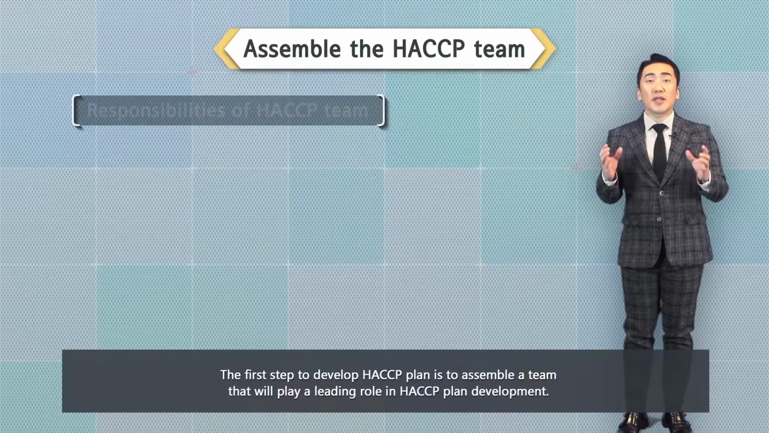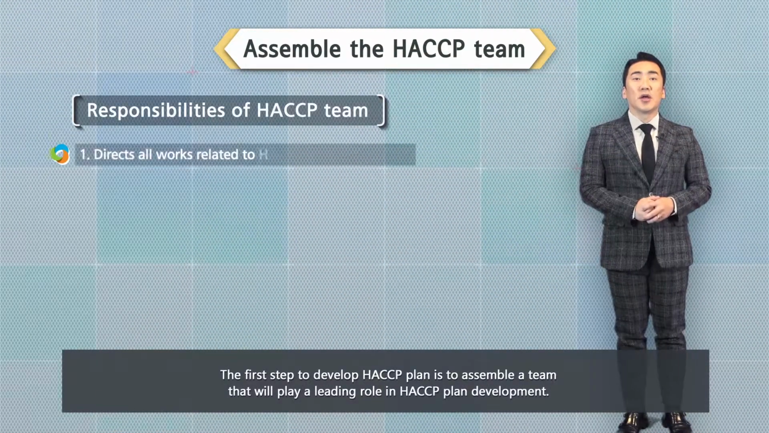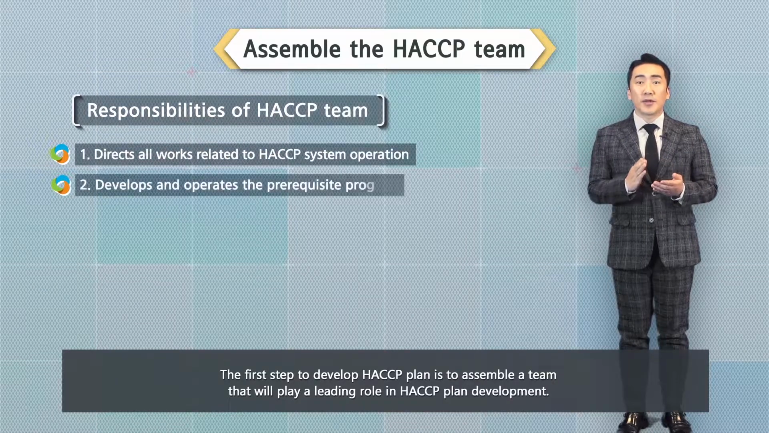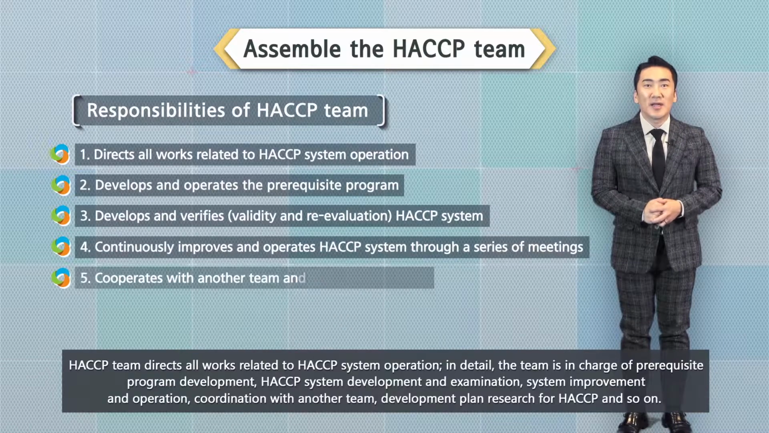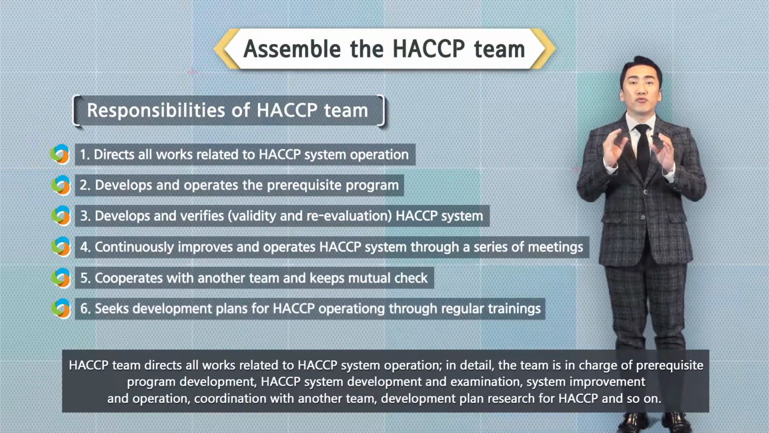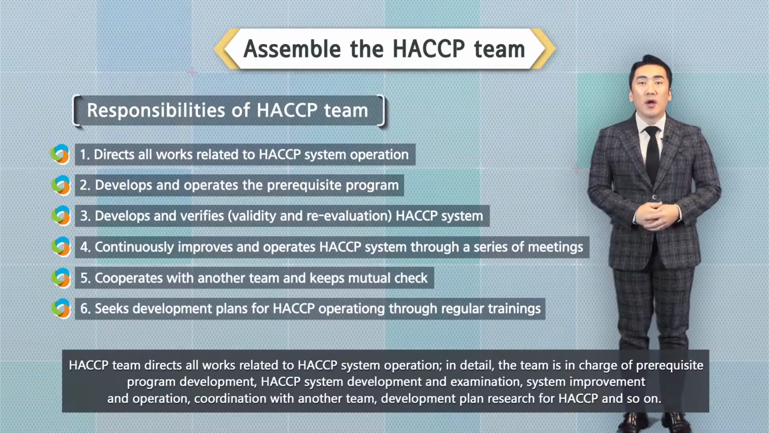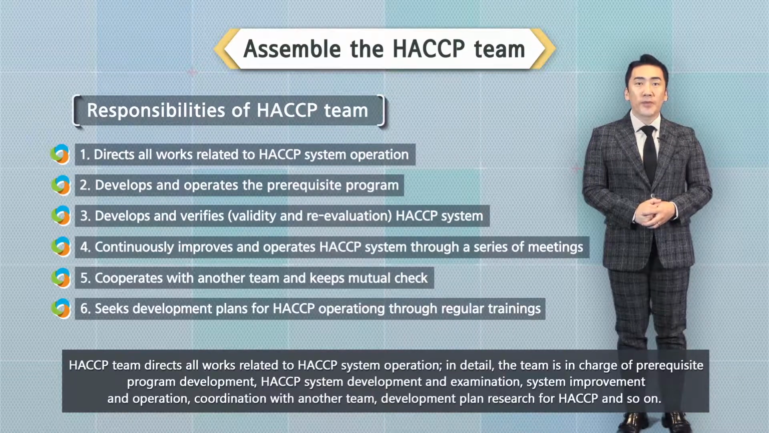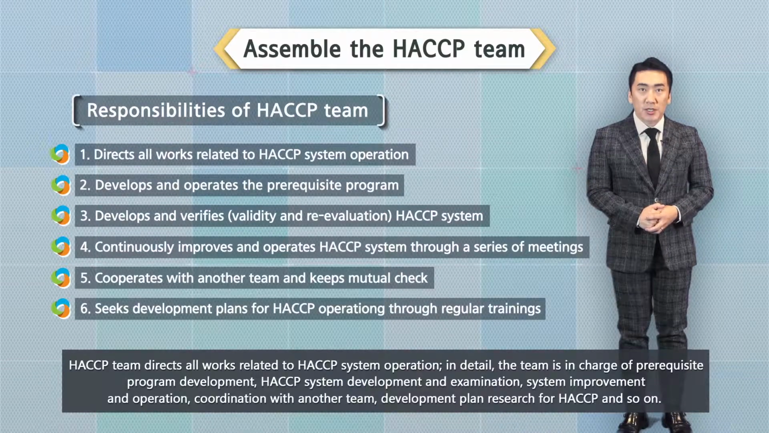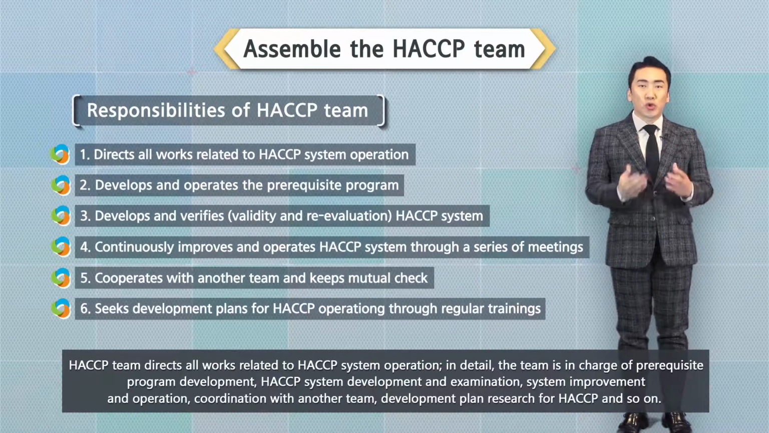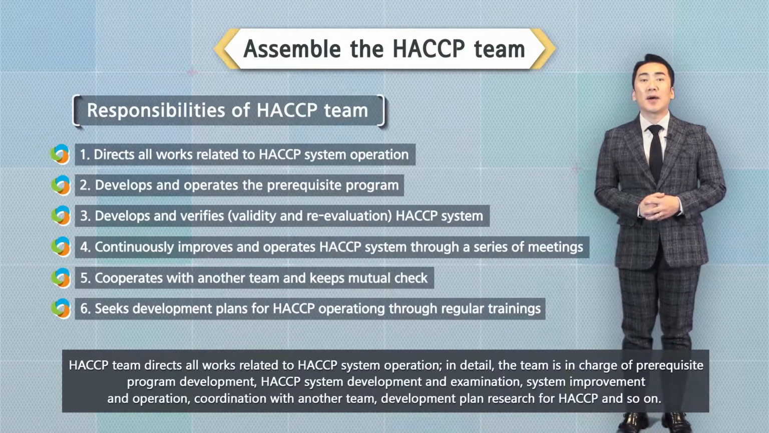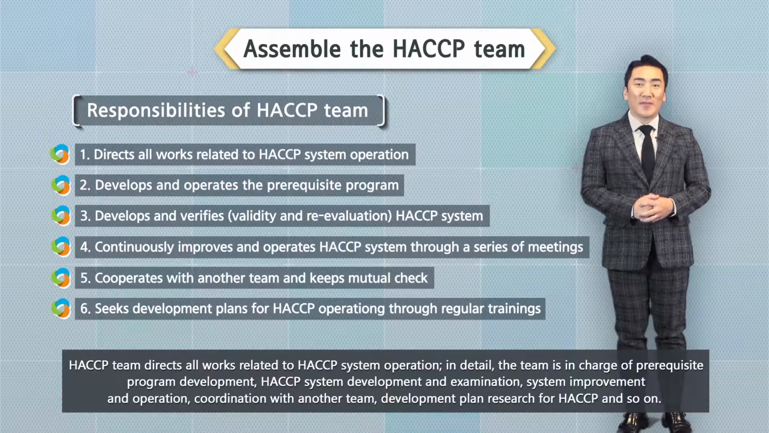The first step to develop a HACCP plan is to assemble a team that will play a leading role in HACCP plan development. The HACCP team directs all work related to HACCP system operation. In detail, the team is in charge of prerequisite program development, HACCP system development and examination, system improvement and operation, coordination with other teams, development plan research for HACCP, and so on.